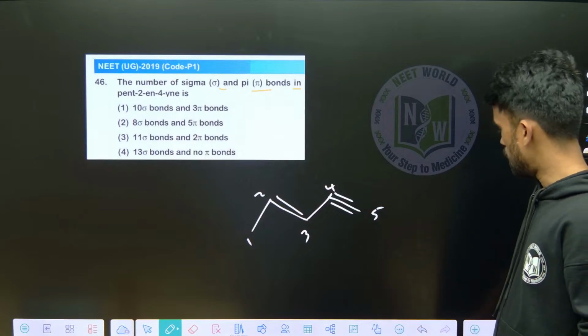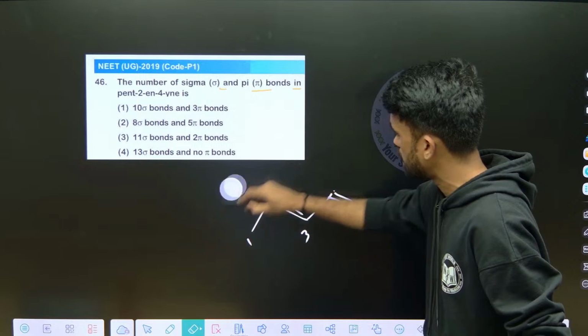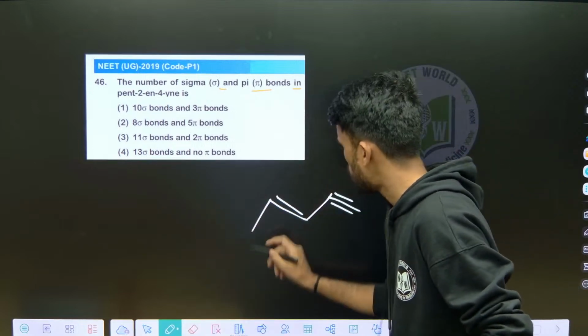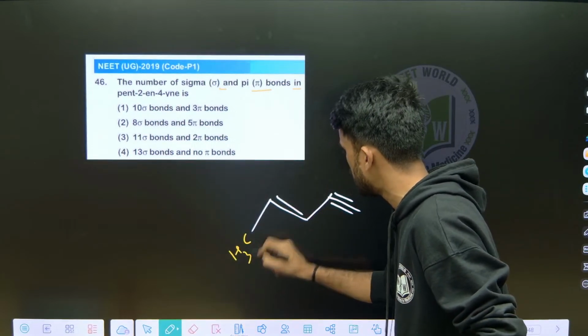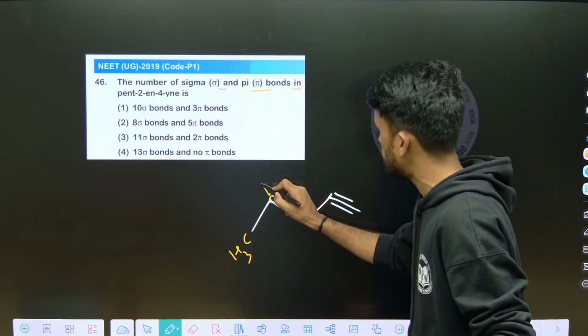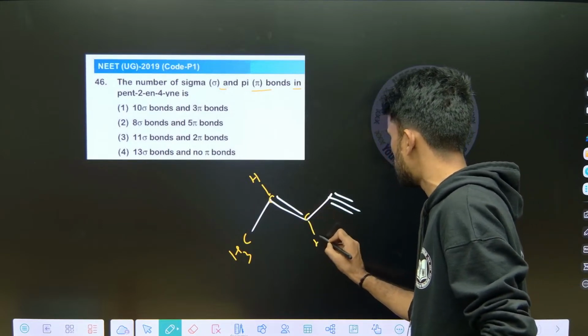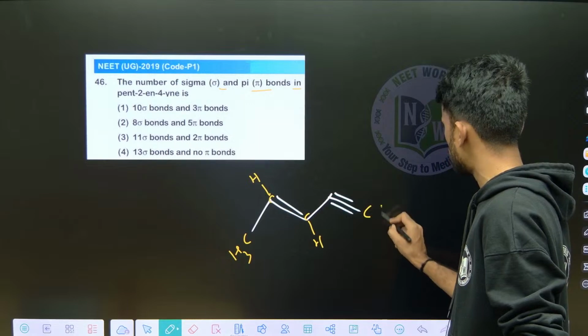Now count the number of sigma and pi bonds. After writing like this, just write it in the proper manner here. We have CH3 here, and a double bond on this carbon. All carbons should be satisfied with their valency, like tetravalency should be satisfied for each of these carbons. Like this you can make it. Okay, here also we have it like this.